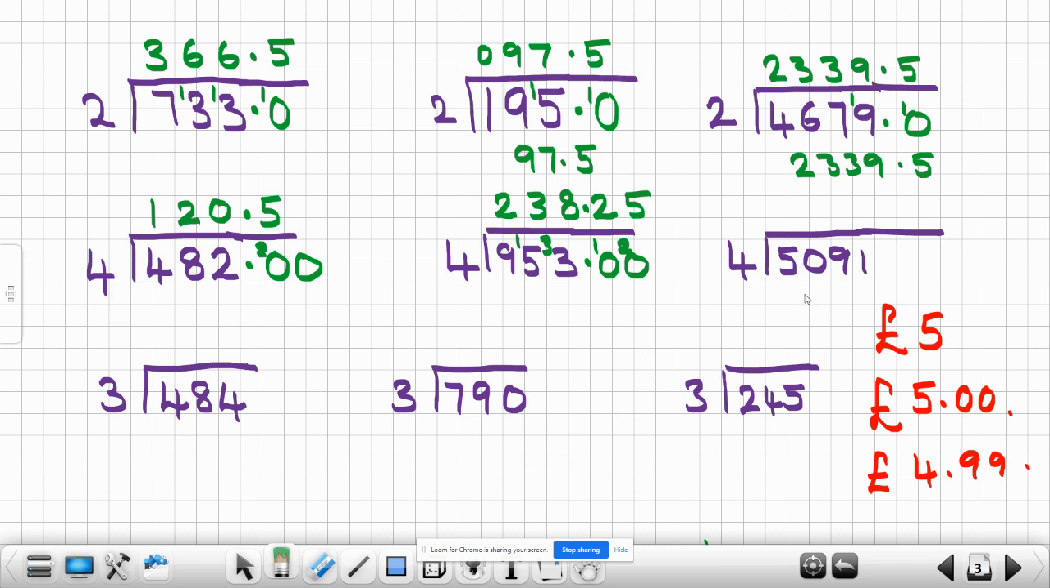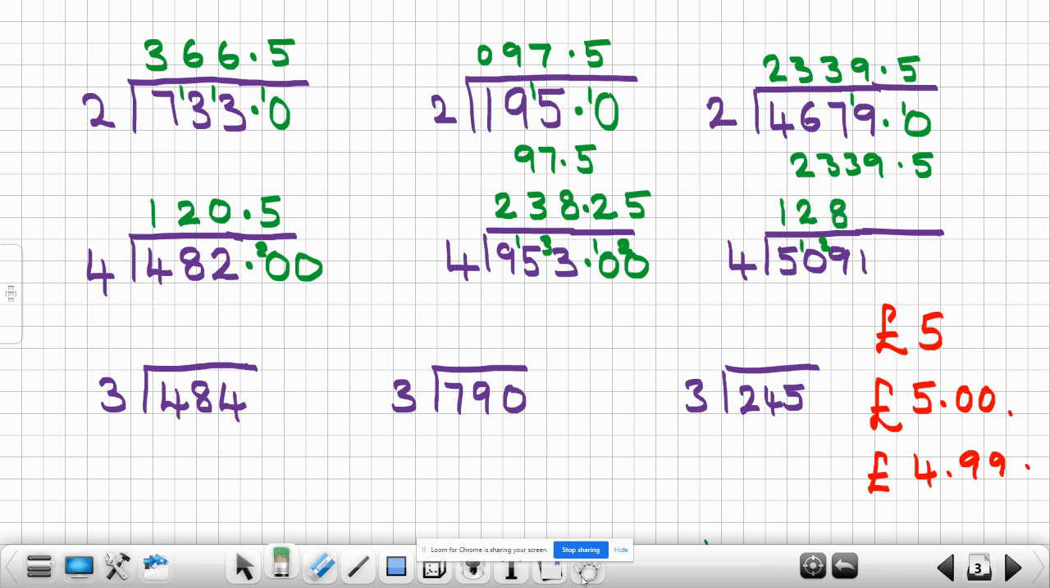Right, let's move on to this one. 5,091 divided by 4. So we've got 4s into 5 goes once, and we've got a remainder of 1. So that's going to make the next digit 10. 4s into 10 goes twice. 2 times 4 is 8. So we have a remainder of 2. Put that in front of the 9, make 29. I'm moving quite quickly, but you can stop and pause anytime. 4s into 29 goes 8 times.